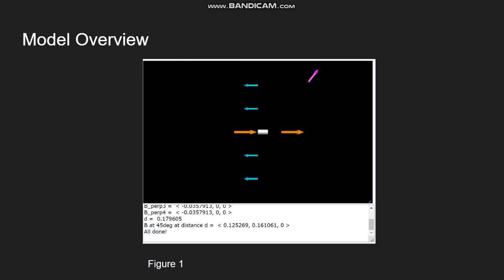Model overview. Figure 1 shows 4 perpendicular points represented by the blue arrows, and 2 parallel points represented by orange arrows. There's also a purple arrow that represents the point 45 degrees away from the dipole.